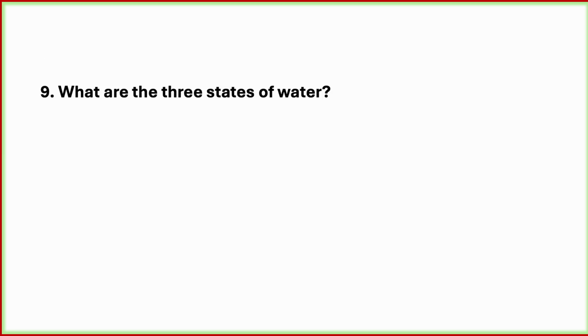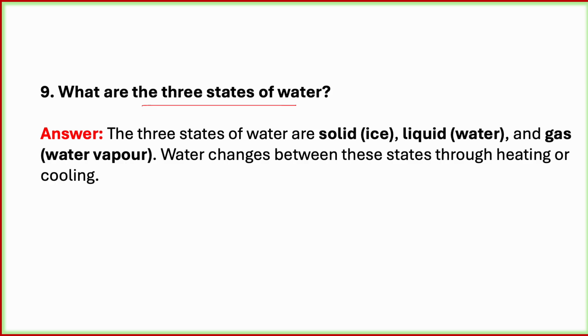What are the three states of water? The three states of water are solid, that is ice, liquid, that is water, and gas, that is water vapor. Water changes between these states through heating or cooling. So the three states of water are solid, liquid, and gas. We can change the state of water from one form to another by either heating or by cooling.